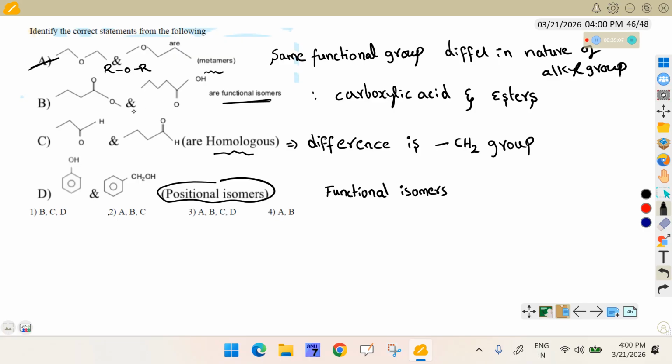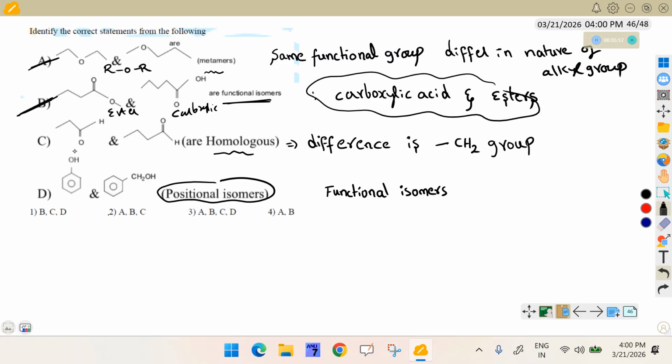This is a carboxylic acid and this is in the form of an ester. Ester and carboxylic acids are functional isomers. The second one is also correct. C. Compounds are homologous. The difference between the two compounds is a CH2 group. So this is homologous. D. Phenol and benzyl alcohol are position isomers. Wrong. Those are functional isomers. The second option is the correct option.